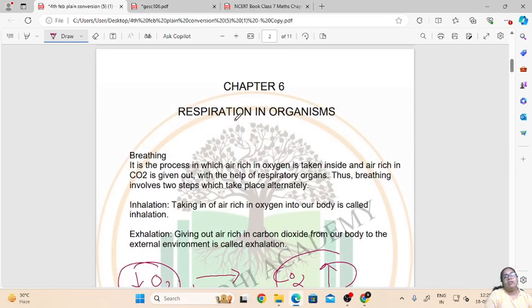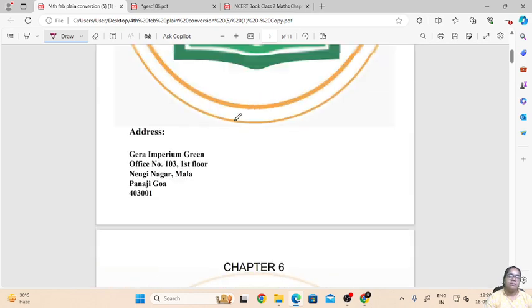So today we have learned about breathing and how the process of breathing happens, that is inhalation and exhalation of air, and in which organ the breathing takes place, that is in the human respiratory system. And we have seen how the human respiratory system works, as in how breathing happens in the respiratory system.